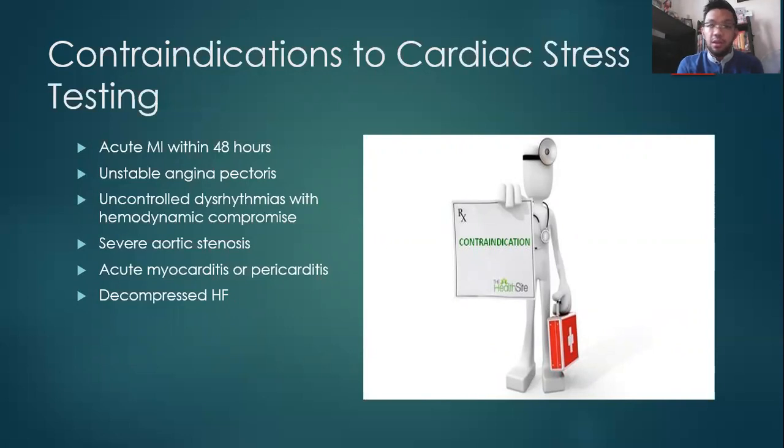So doctors need to check this as well through ECG. Or if there is severe aortic stenosis. So there's a narrowing in the patient's aorta. This one is contraindicated. Or if the patient has infection of the inner linings of the heart, such as acute myocarditis or pericarditis. And if there is a decompensated heart failure. So if heart failure is present, the patient is not allowed to take a cardiac stress testing.